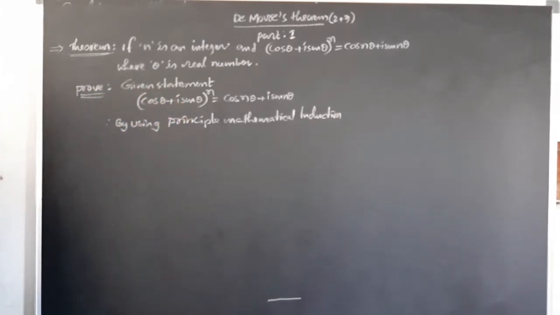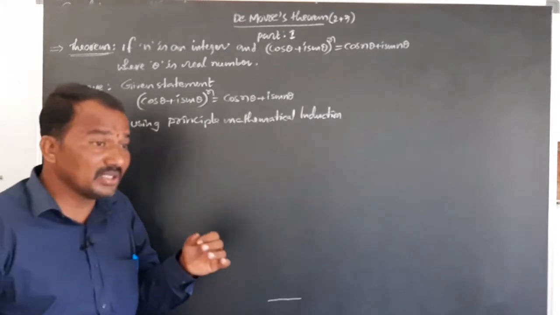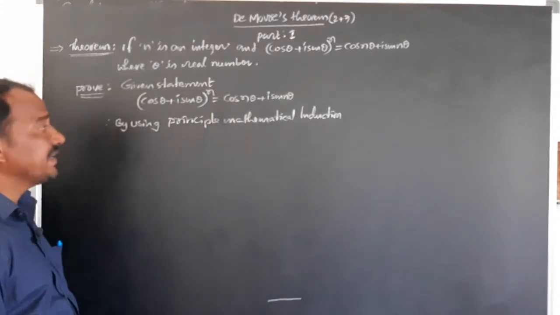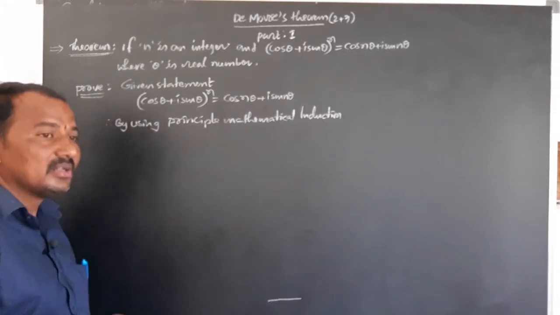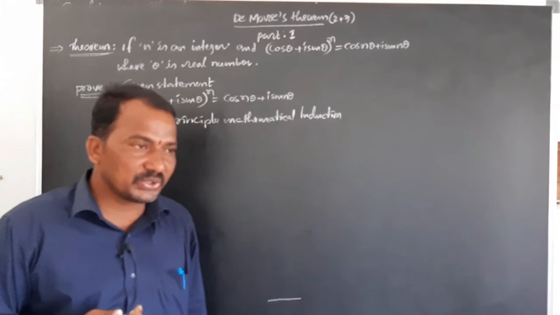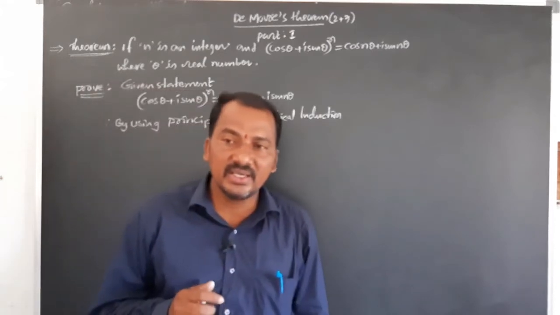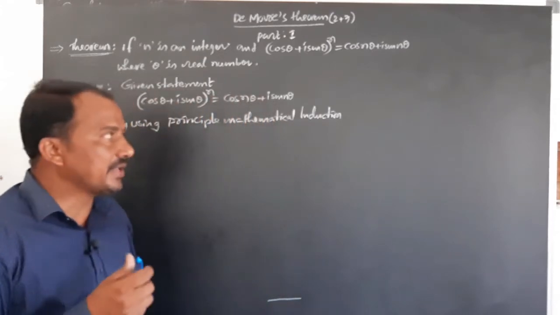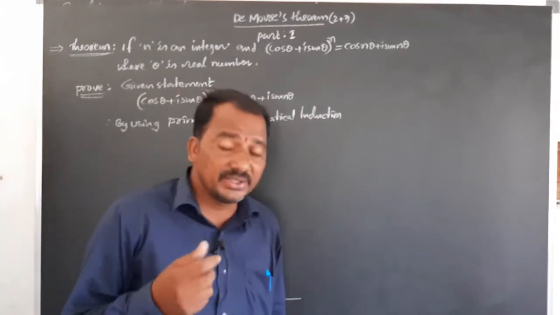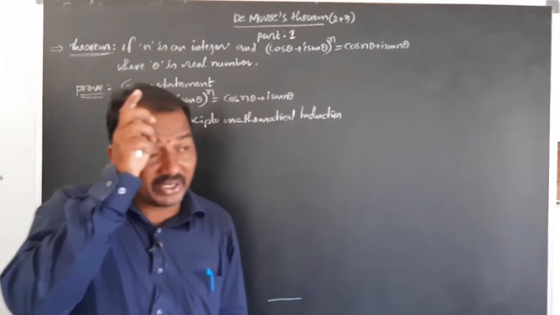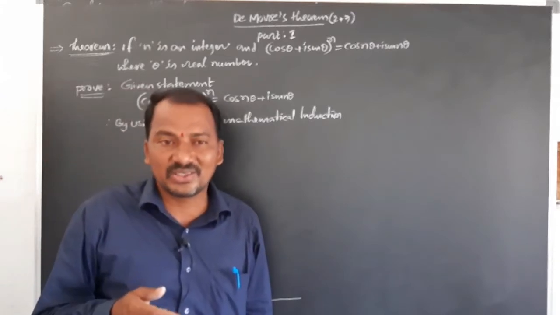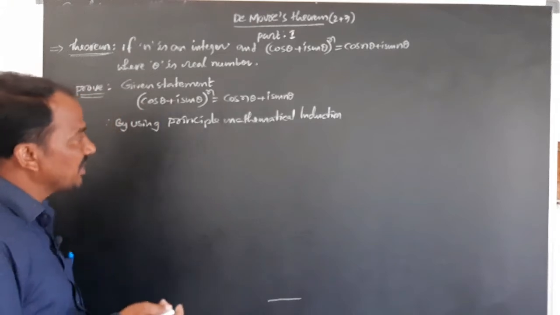Mathematical induction means 3 steps. Step 1 is to show it is true for n equals 1. The second step is to assume it is true for n equals k. The third step is to show it is true for n equals k plus 1.